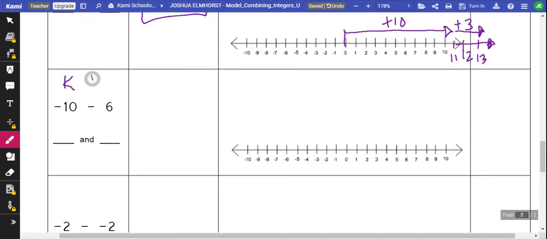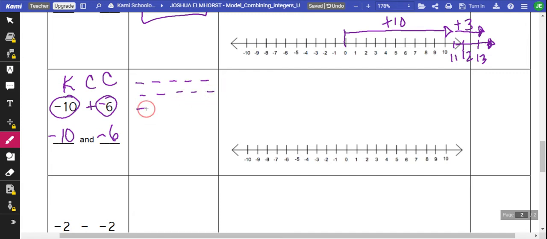So keep, change, change. Keep the first integer, -10. And we're going to keep, and then combine, and then change the sign here. So positive, and then there's no sign here, so we're going to switch it to negative. So -6. So 1, 2, 3, 4, 5, 6, 7, 8, 9, 10. 1, 2, 3, 4, 5, and then 6.